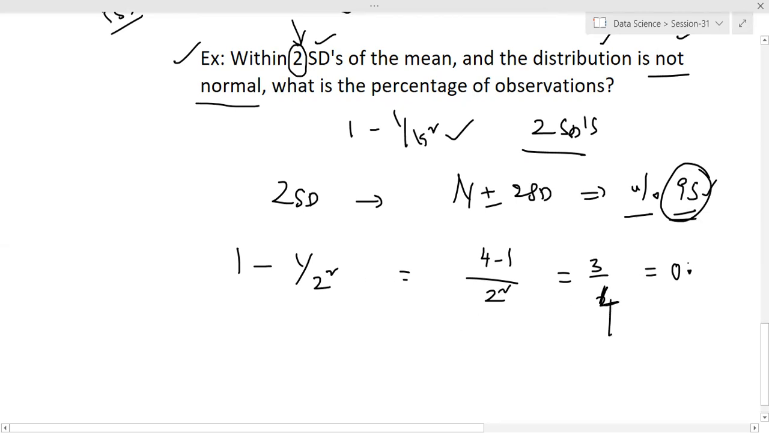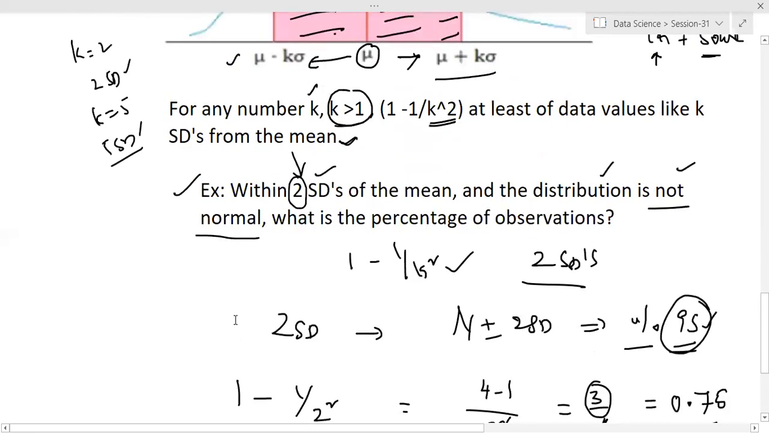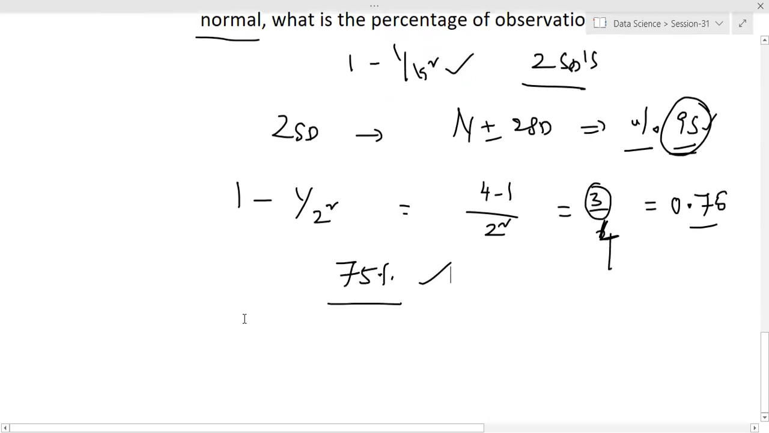Good. Now you tell me, friends, what is that? 3 by 4 means 0.75. That means 75% of our data lies within the two standard deviations. Note it is 95% there, but it is 75% here, because that is a non-normal distribution.